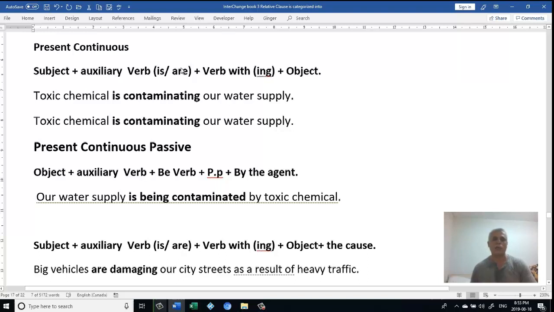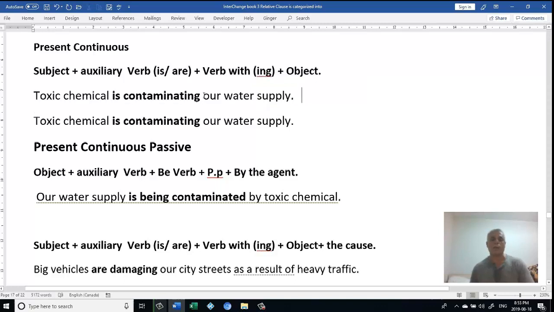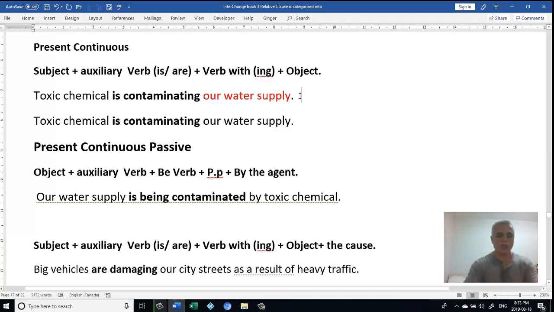Subject, auxiliary verb am, is, or are, then verb with ing, then we have the object. For example, if we have this sentence, toxic chemical is contaminating our water supply, how are we going to make this one passive? First step, we look: do we have an object? Yes, we have an object here.